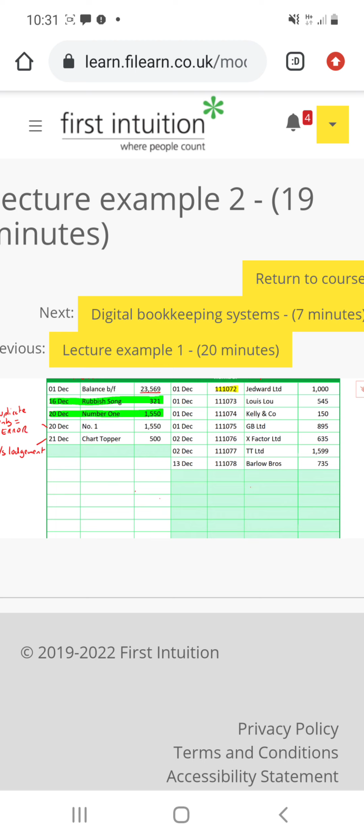And so what we're going to do is say, look, actually, this amount here is a duplicate. We've basically put in that receipt from number one of £1,550, and we've put it in twice. So that is actually an error that we have made in our cash book. So we are going to need to go and fix that one. Okay, and so, yeah, that's how we've done it.